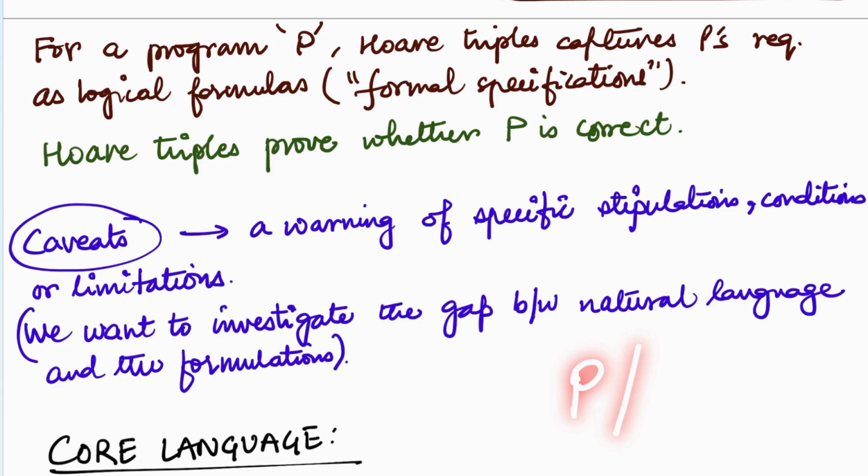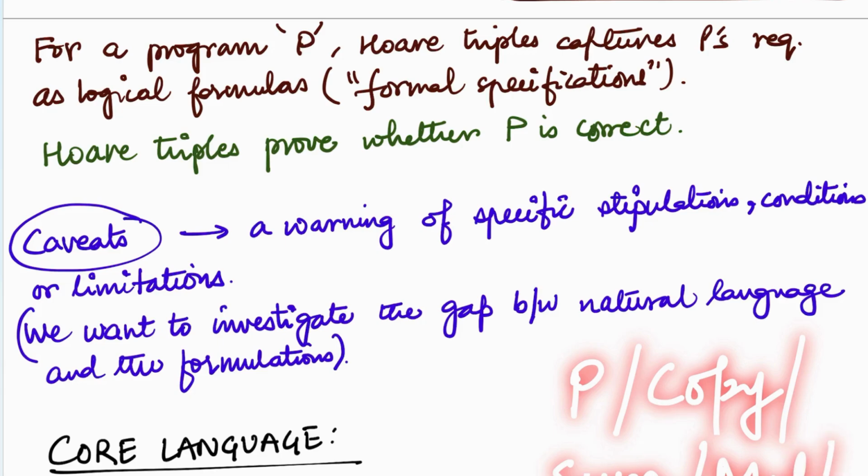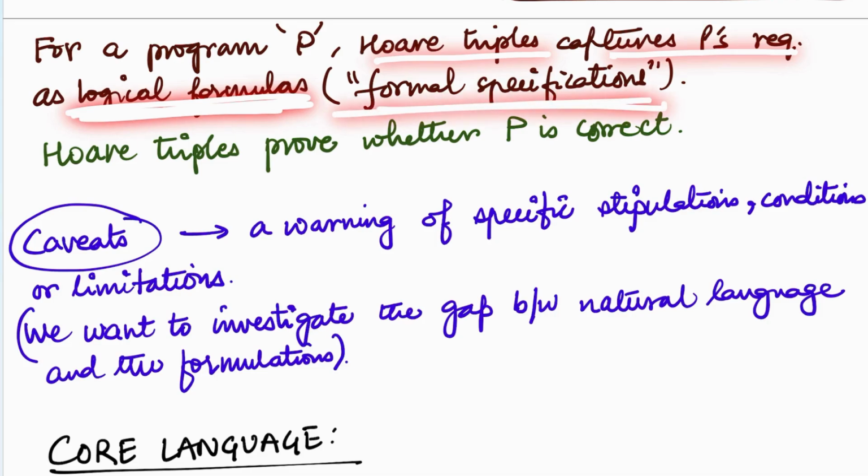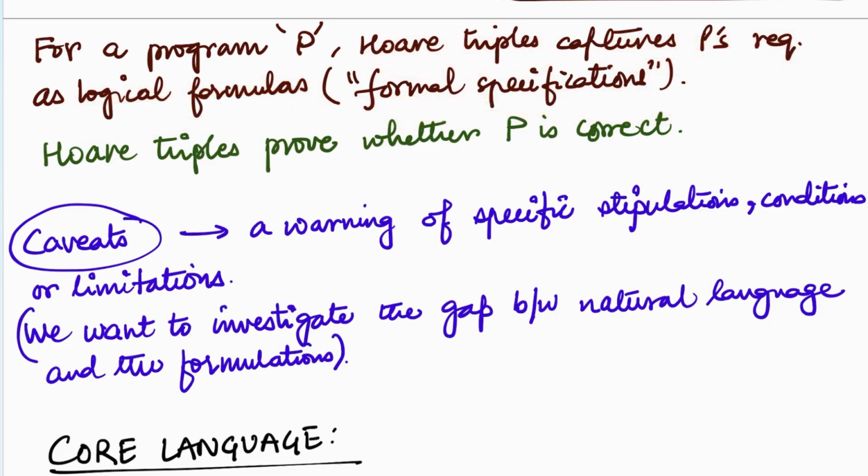Or you are making it as a sum of two numbers, you can write sum, multiplication, or Gaussian sum, or whatsoever you want, you can name the program. For simplicity, I'm naming the program P. Now, for any program P, we define Hoare triples. Hoare triples are logical formulas or formal specifications. As I showed you just now, we can make use of formulas to make these properties, these formal specifications.